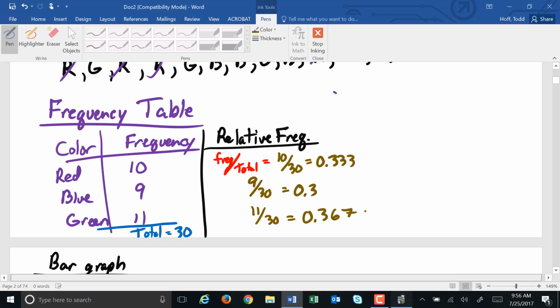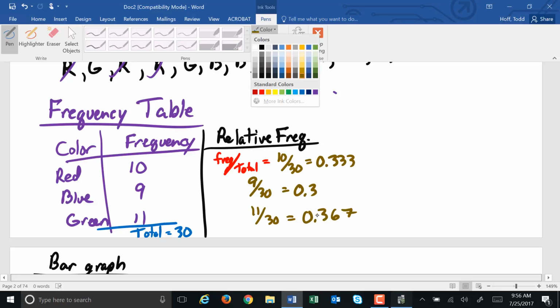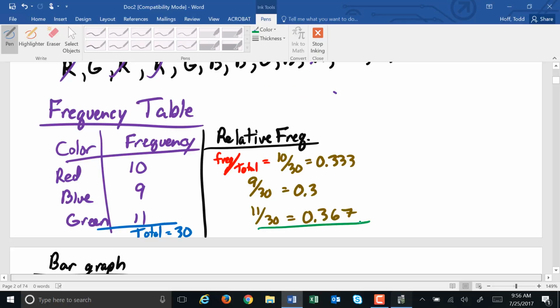What should those numbers all add up to? 1. Because the total of 30 divided by 30 would be 1, or 100%, which is kind of what you were thinking. And it adds up to the whole thing, 1 or 100%. And there's also something called percent frequency, where you just move the decimal point and make them percents. And they would add up to 100.